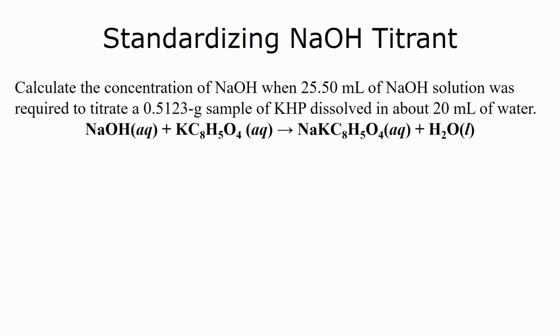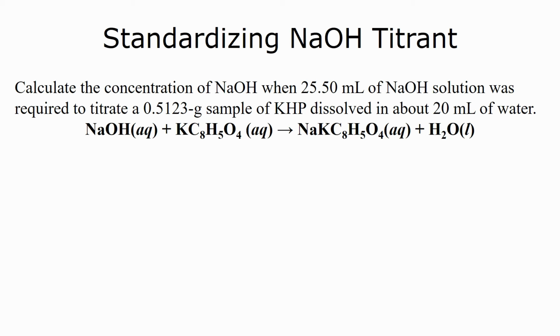So, we are going to be titrating a 0.5123 gram sample of KHP, the formula is here, with our sodium hydroxide. We don't know the concentration of our sodium hydroxide, but we do know that it required 25.5 milliliters of sodium hydroxide to titrate our solid.